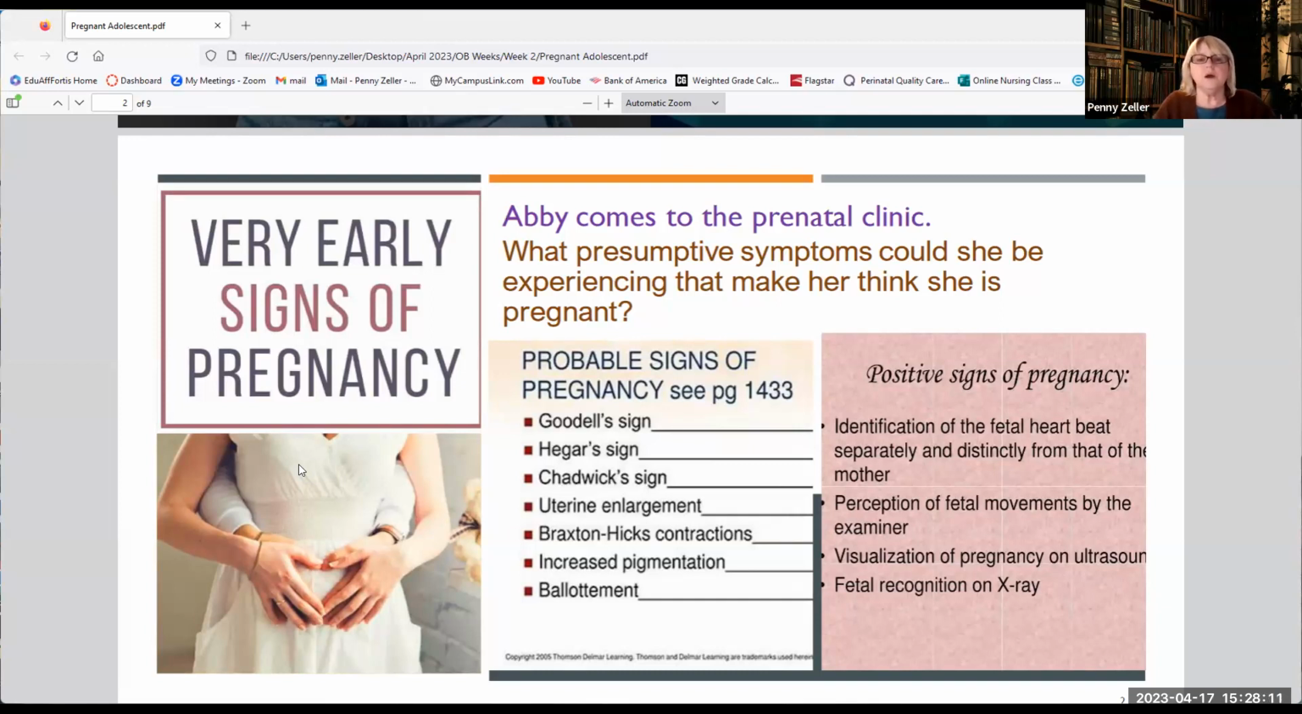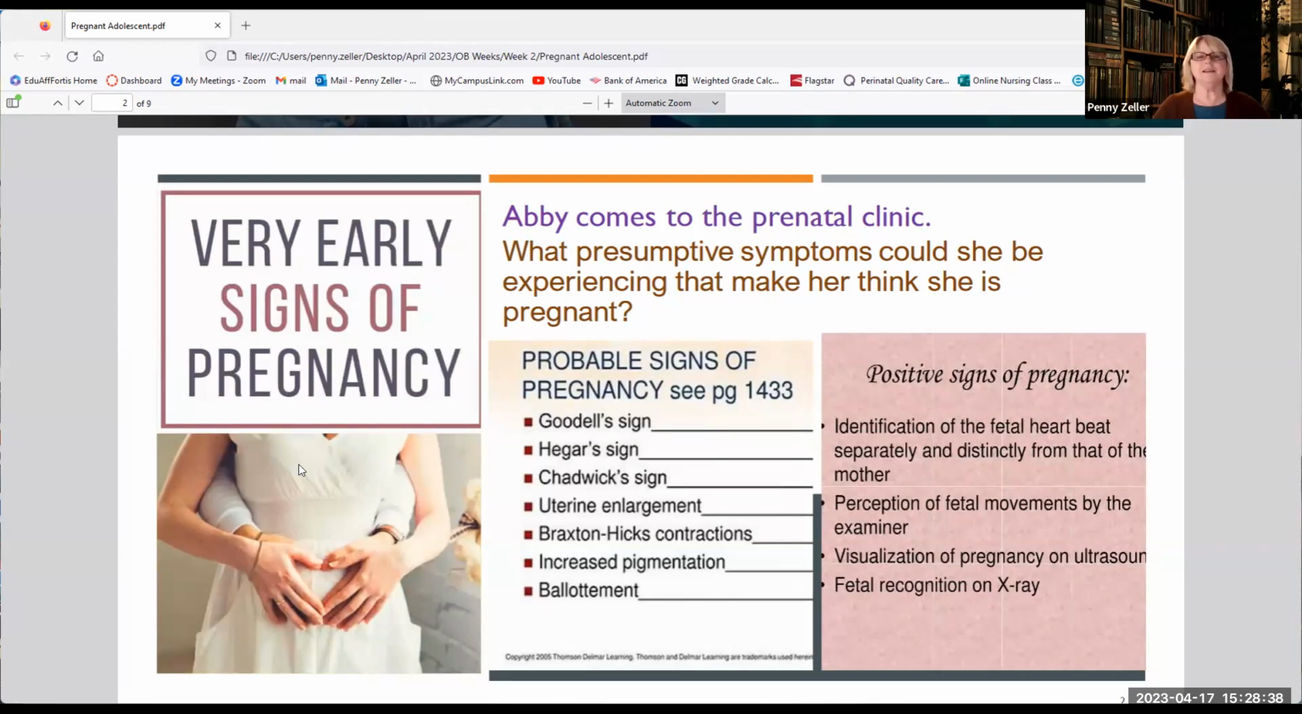Okay. So, and then Braxton Hicks, we talked about pigmentation, some of the skin changes. Can anybody think of a skin change in pregnancy? There's a pigmentation change on the breast. There's also the line on the stomach. And what do we call that line on the stomach?